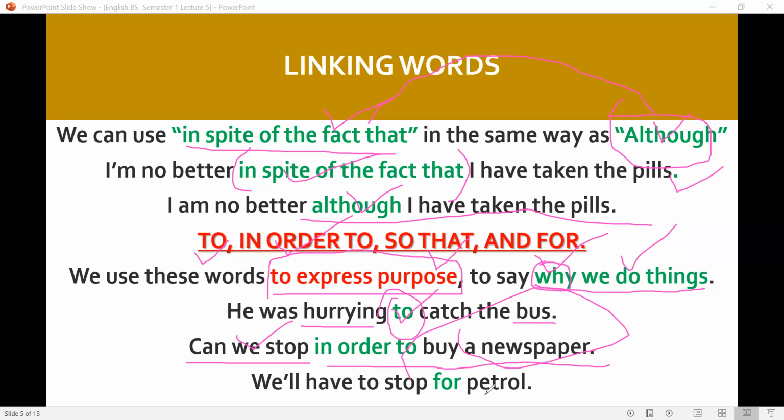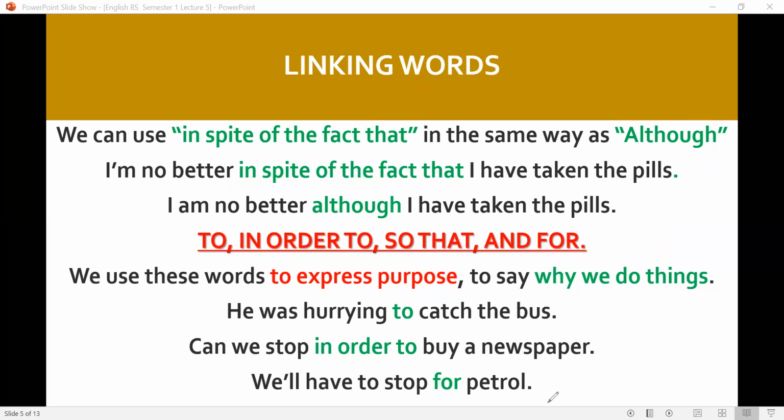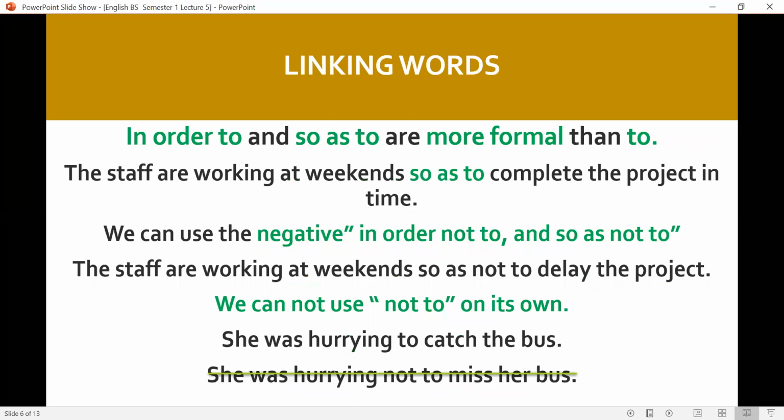We will have to stop for petrol. Why do we have to stop? For petrol. Because there is no petrol, or petrol is near its end point. So we need petrol and we have to stop. All of these linking words are telling us the purpose of doing something. If we want to tell the purpose, we use these linking words.